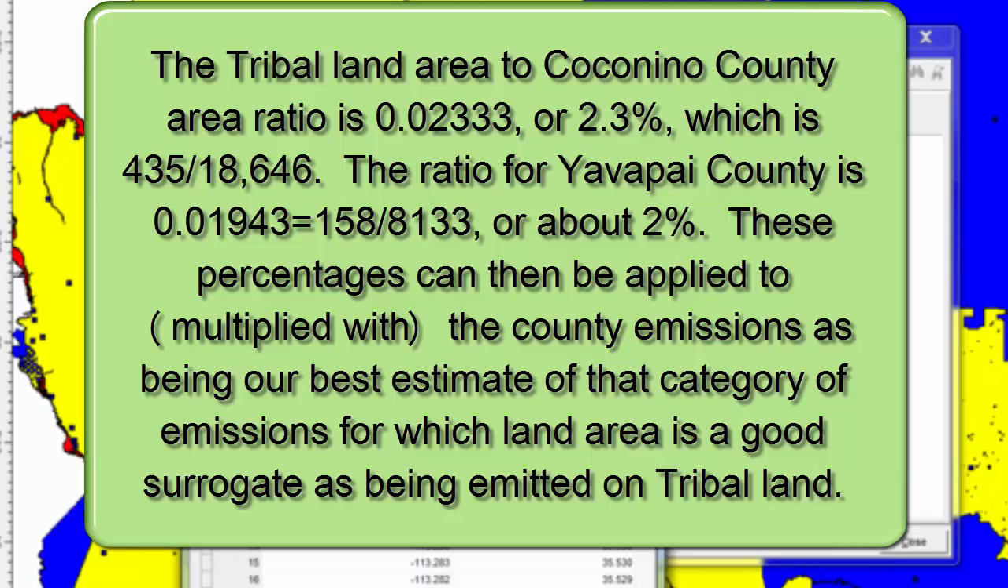We can use our calculator, or we can use Excel to calculate the reservation area to county area ratios. So for Coconino County, that ratio is 435 square miles over 18,646 square miles, and that equals 0.02333. And for Yavapai County, the value is 158 over 8,133, and that value equals 0.01943.